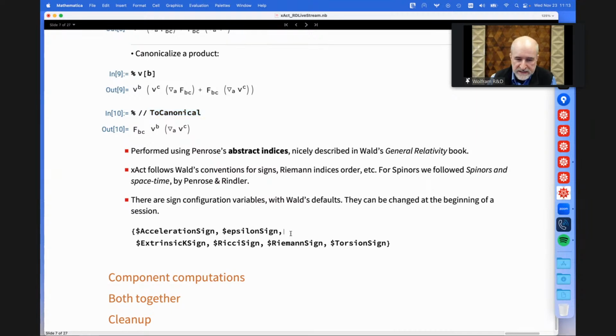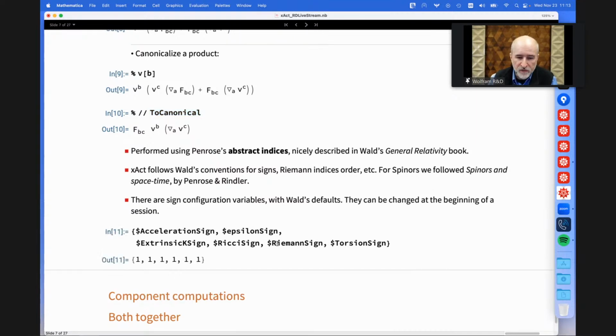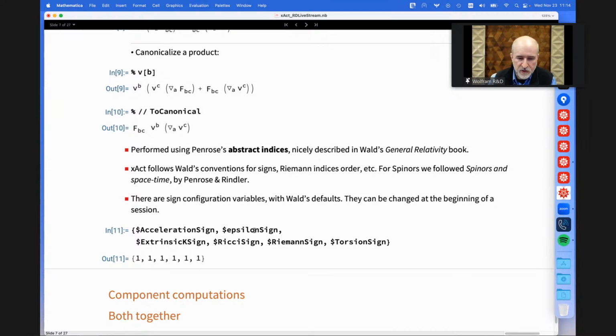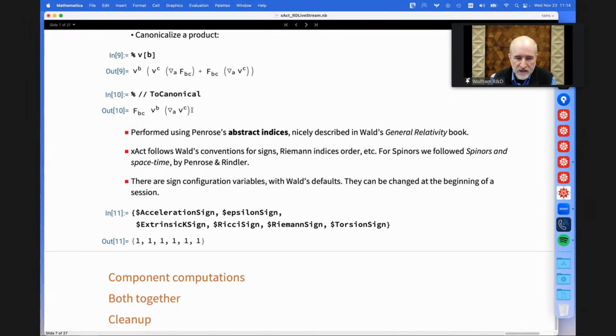Now, something that happens when you compare two books is that there are different conventions, typically signs, formulas related to Riemann and Ricci or other tensors. And so what we do in xAct is that we have this variety of dollar variables that can be changed to adapt to the conventions of any book you might want to compare. By default, they are 1, meaning they are exactly what Wald's book does, right? But you can change them at the very beginning. Don't change them in the middle of a session, because if you do, the whole system, the whole set of equations will get very confused, of course.